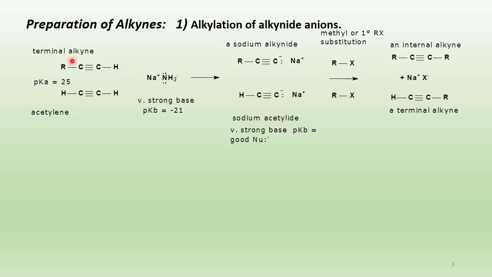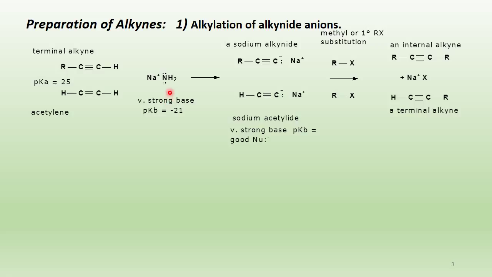Here's a generic terminal alkyne with one acidic hydrogen. And here's a specific example, a unique example, acetylene, which actually has two terminal alkyne hydrogens. We can deprotonate the terminal alkyne hydrogen with a very strong base such as sodium amide. Its pKb is -21, strong enough to react with these very weakly acidic hydrogens.